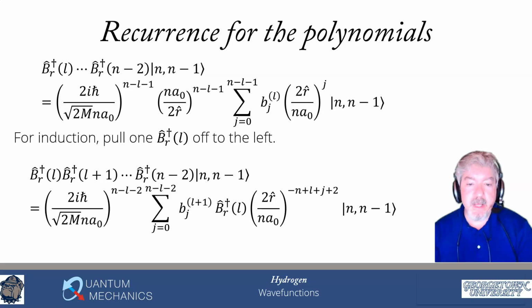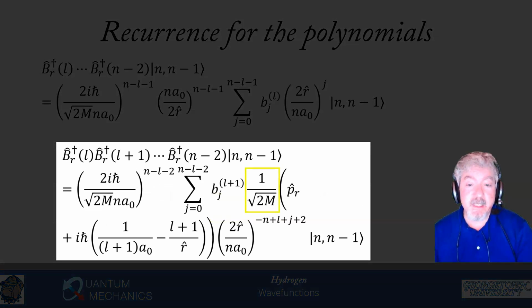Okay, now we have to plug in what is that b dagger r of L. We know exactly what it is. It's a 1 over square root of 2m. It has a PR term, has plus i h bar 1 over L plus 1 a0 minus L plus 1 over r hat. That's acting on everything to the right. I can just replace the PR using the subsidiary condition just like we used before, and then I have to add the commutator of the PR with that r hat to the minus n plus L plus j plus 2 term. We know how to calculate that.